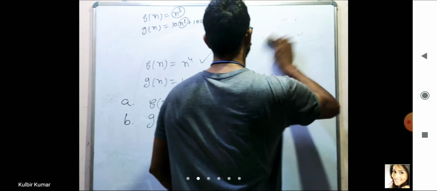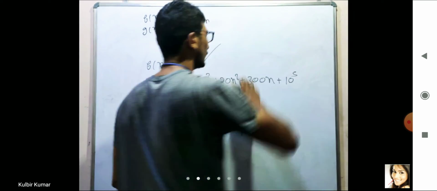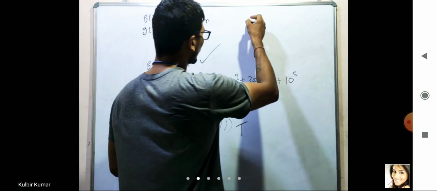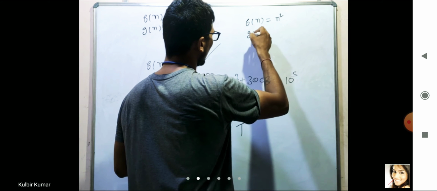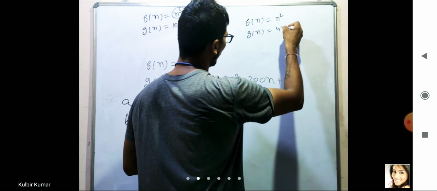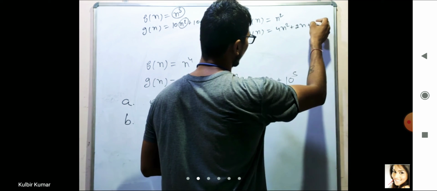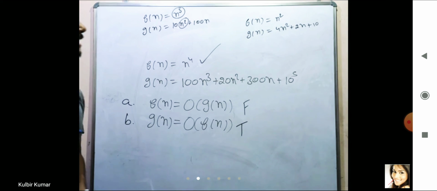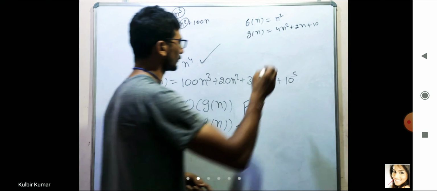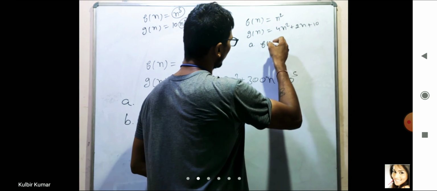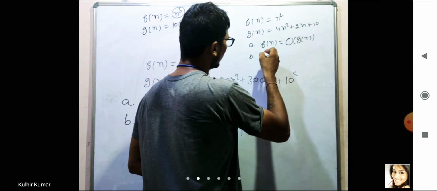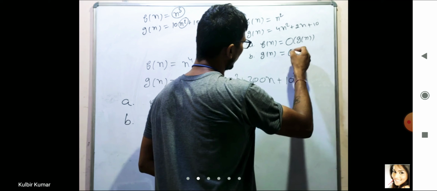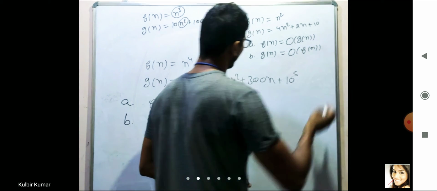Let us take one more question. f of n is given n square only and g of n is given 4n square plus 2n plus 10. Again, let us take first question, A part. f of n is order of g of n. Second part, g of n is order of f of n. Which is true, which is false?